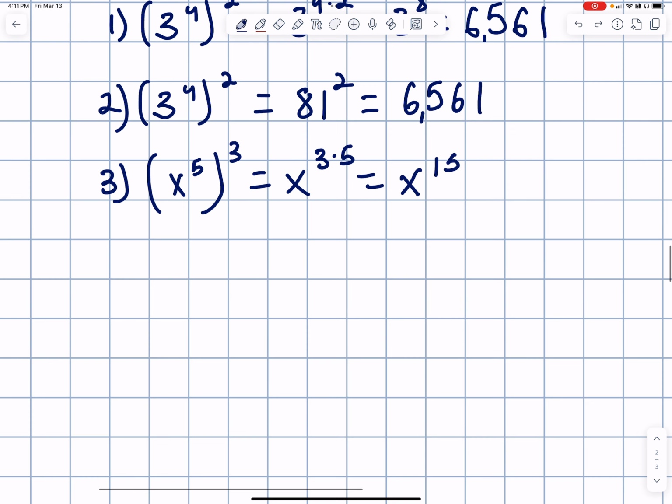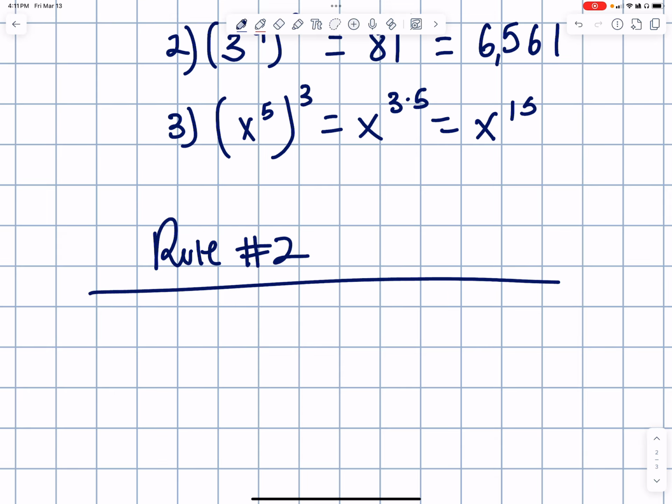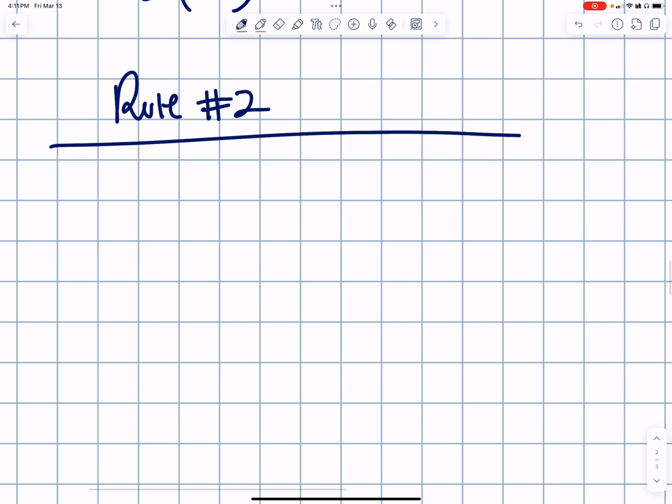So let's go ahead and move on with rule number 2. And let's write the rule number 2, power rule, not product rule, because that's a different one.